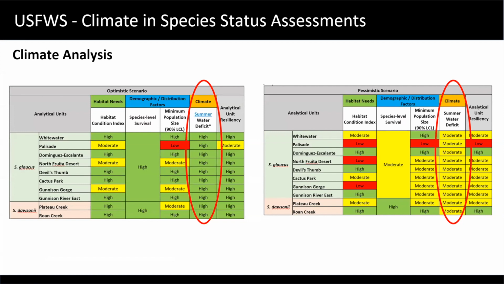So in our SSA report, here's what that looks like. The table on the left is our optimistic scenario. This measures the resiliency of each of the analytical units, or populations, of our species. And then on the right, we have our pessimistic scenario. And you can see in our pessimistic scenario, the summer water deficit changes enough to drop that metric into a moderate category. So that means that predicted future scenario is more than one standard deviation different than our historic mean.